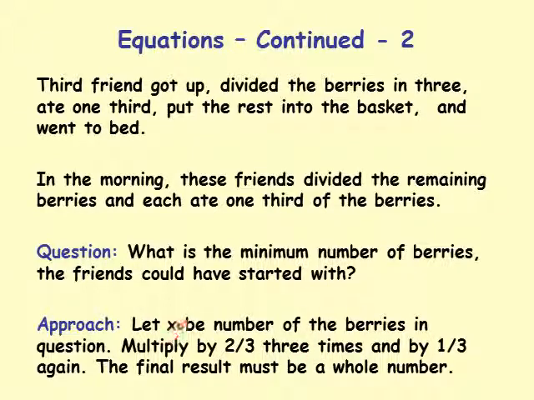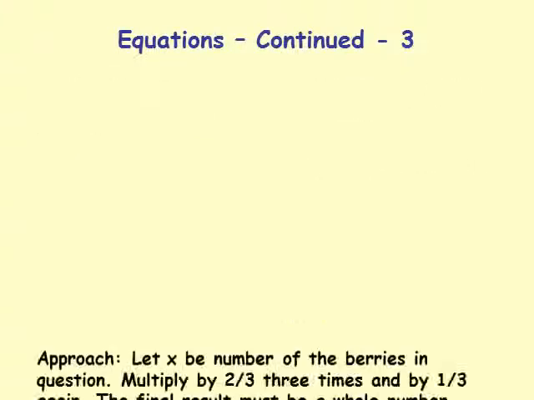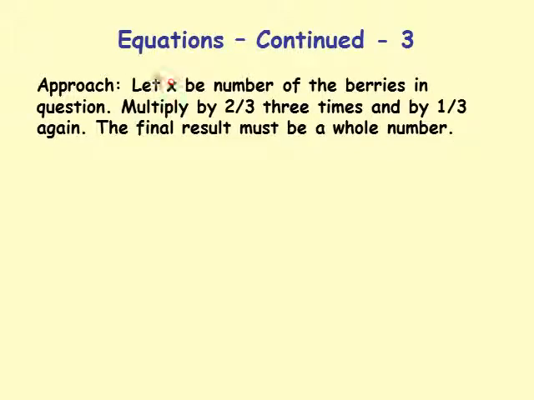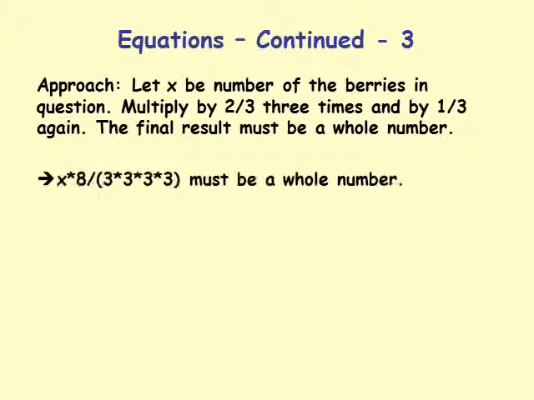So x is a whole number, and the final result, which is the number of berries each friend had in the morning, must be a whole number. If x were the berries, then they multiply by two-thirds three times, and in the morning they divide again by three. Two-thirds times two-thirds times two-thirds is 8 divided by 27, and then we divide again by 3 in the morning, so 8 x divided by 81.